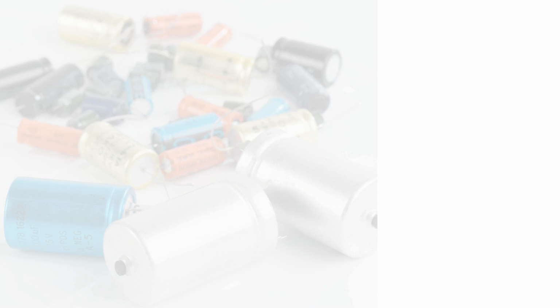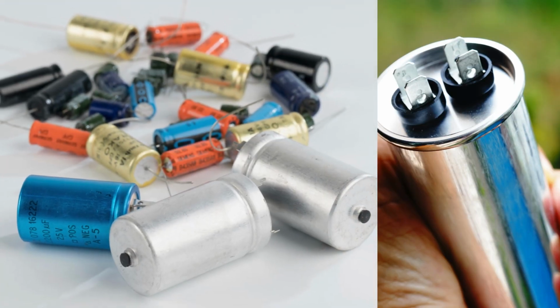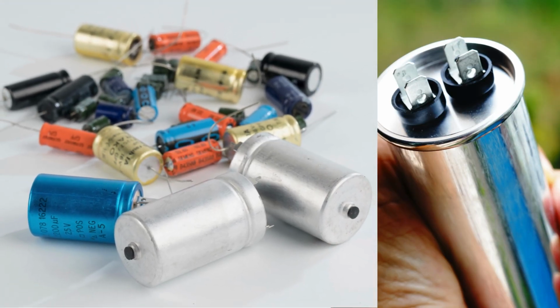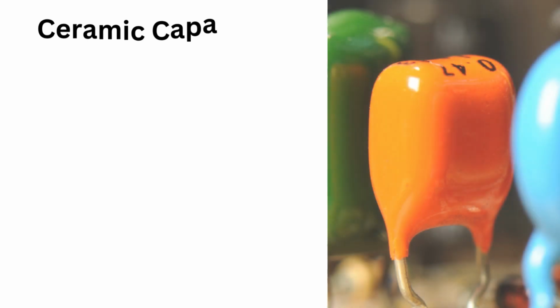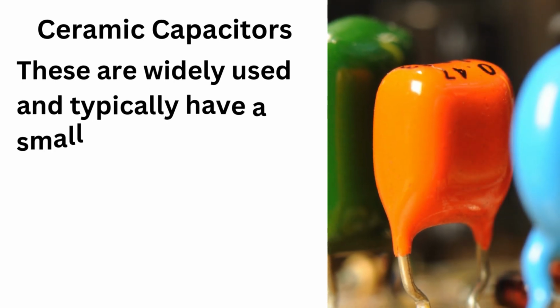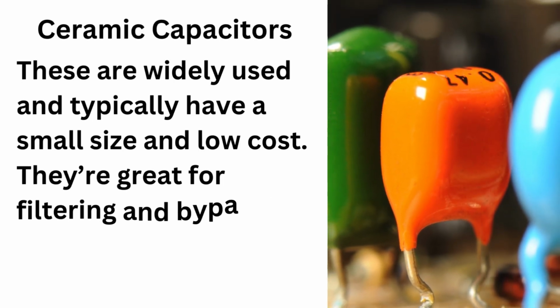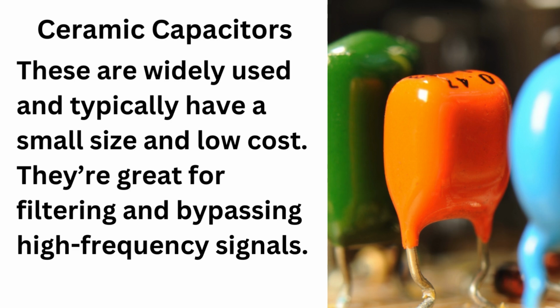Now, capacitors come in various types, each with its own strengths and applications. Let's look at some of the most common ones. 1. Ceramic capacitors. These are widely used and typically have a small size and low cost. They're great for filtering and bypassing high-frequency signals.